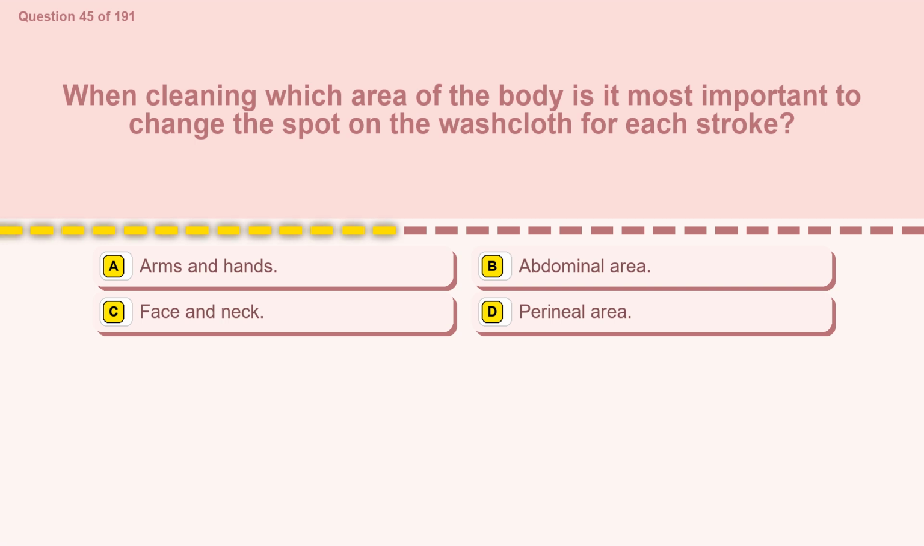for each stroke? Option A. Arms and hands. Option B. Abdominal area. Option C. Face and neck. Option D. Perineal area.